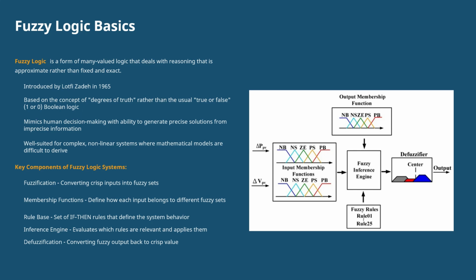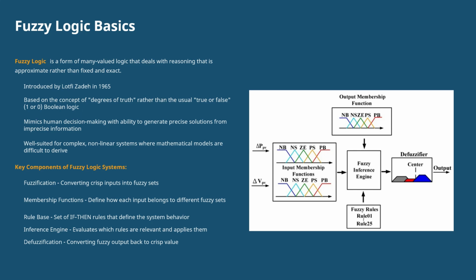Now let's first understand fuzzy logic, the core of our MPPT method. Unlike traditional binary logic where variables are either true or false, fuzzy logic works with degrees of truth, values between 0 and 1. This allows the system to handle imprecise or uncertain data, mimicking how humans make decisions.